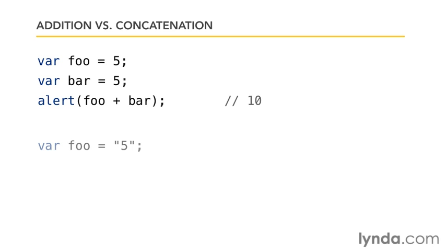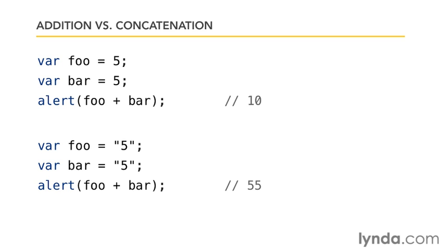If, on the other hand, I create these variables with the digit 5, but inside double quotes as a string, and then I use exactly the same code, I'm using the addition operator to add them together, what's going to happen is concatenation, not addition. They're going to put them beside each other, and what will be output is 5, 5.